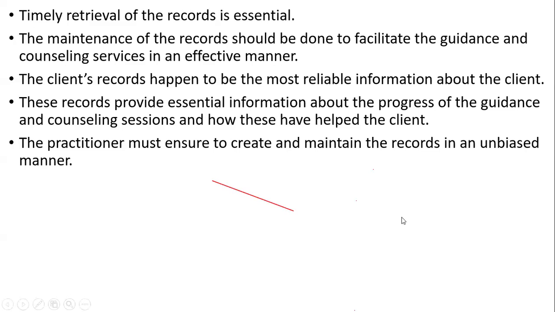These records provide essential information about the progress of the guidance and counseling session, and how these have helped the client. So every day they are having the session, they keep the records, and then they can see what kind of progress there is on the client's side, and how they have helped the client. Okay, last one.